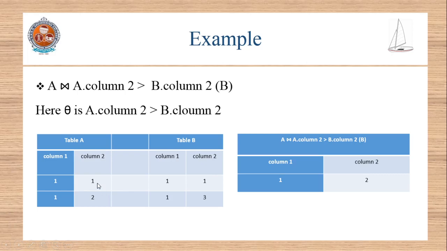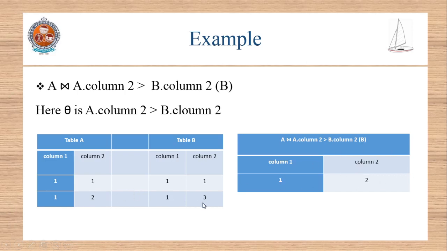When we compare the first tuple of the two relations, 1 is equal to 1. We cannot say 1 is greater than 1. So this tuple is discarded because it is not satisfying the condition. Now we move to the second tuple in relation A, where the column 2 value is 2. When we compare with the first tuple's column 2 value, which is 1, it is greater. So this condition is satisfied, and this tuple is shown in the output relation.